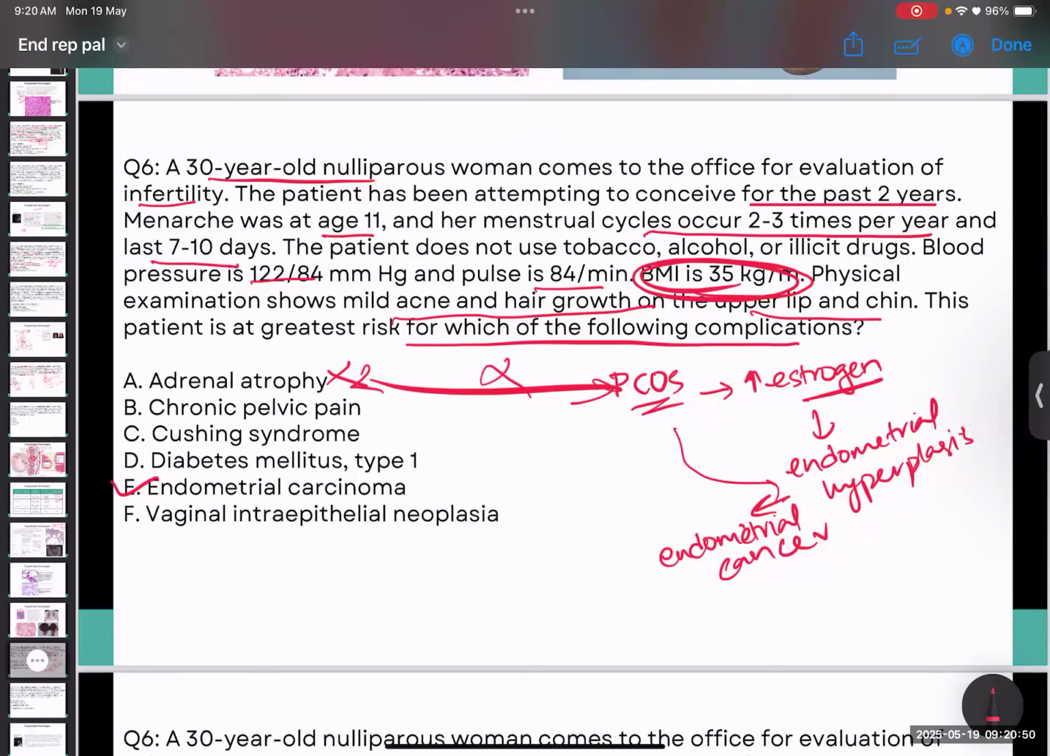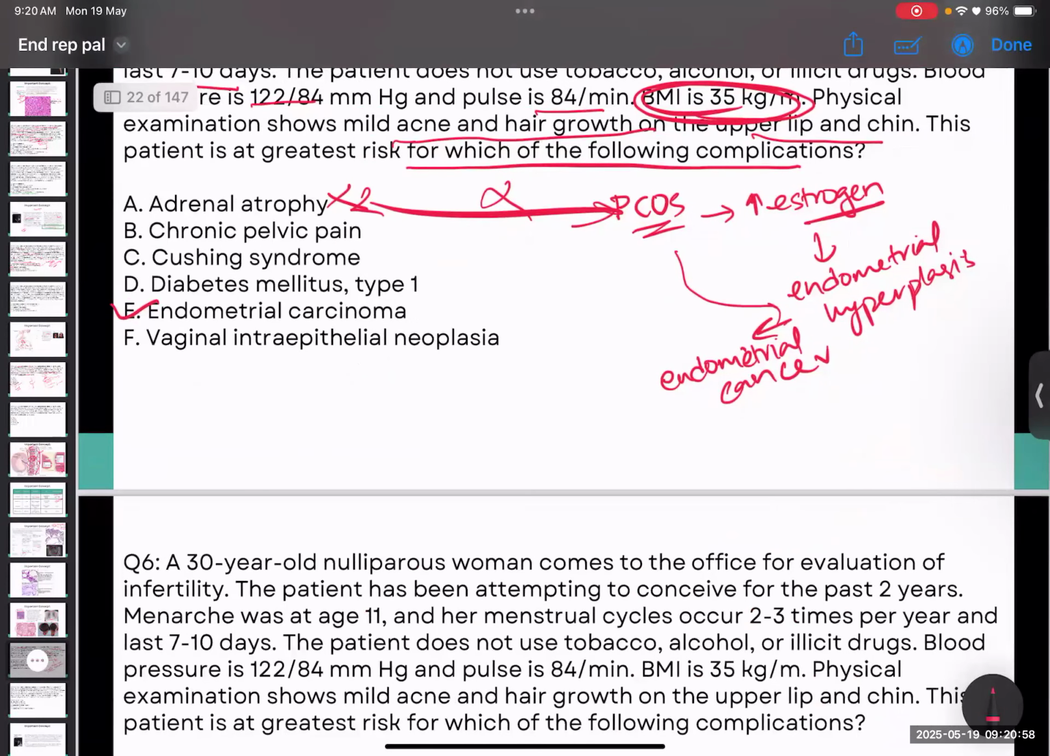Cushing syndrome, again, no direct correlation. Type 1 diabetes, nope. And vaginal intraepithelial neoplasia, now this would mainly be in the setting of like an STD.